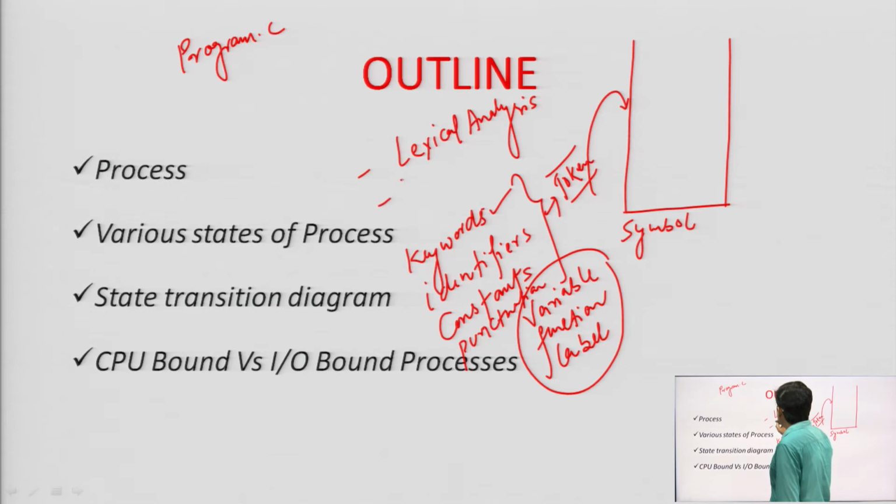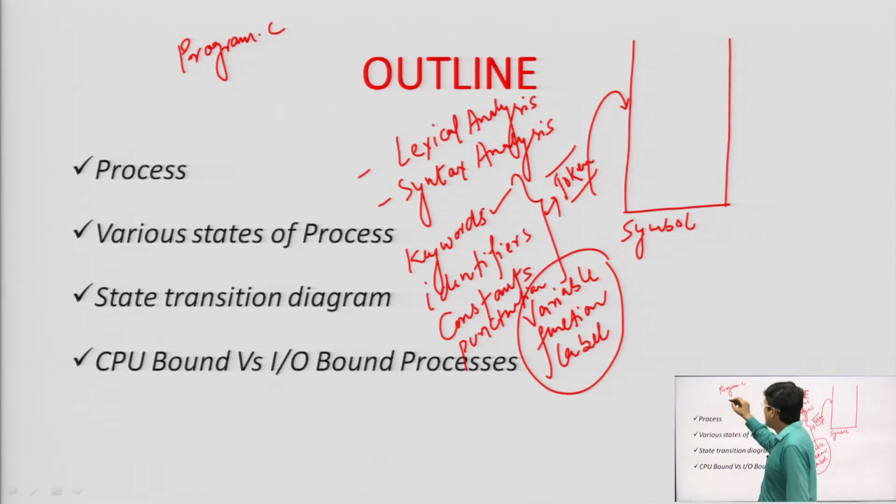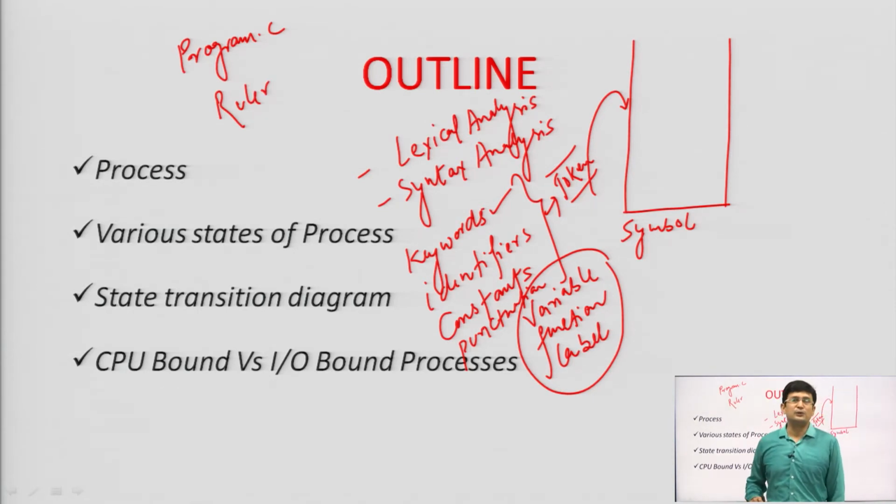Then we do the syntax analysis. What happens in the syntax analysis phase? The program has been written according to certain rules. Some grammatical rules have already been defined. For example, there is a particular syntax of writing the for loop, there is a particular syntax of writing the assignment statement. So, are we following that standard? If those standards are followed, then we say that the syntax of the program is correct.